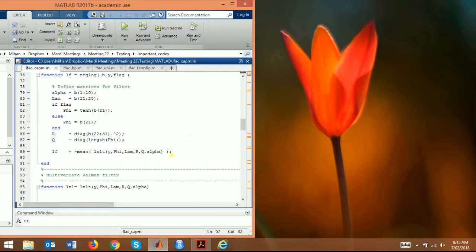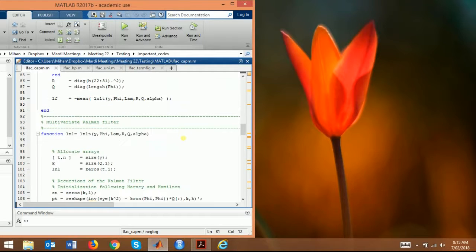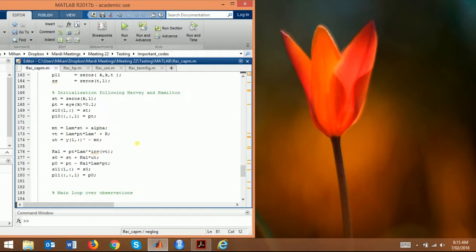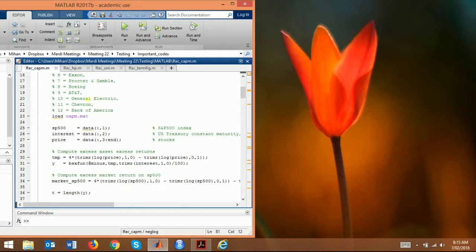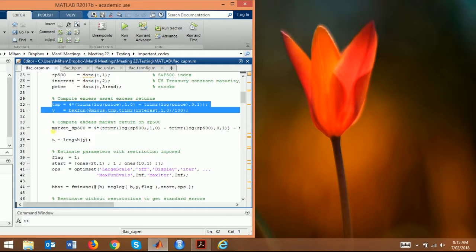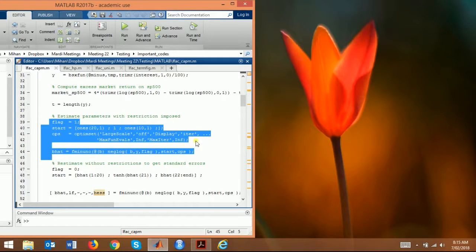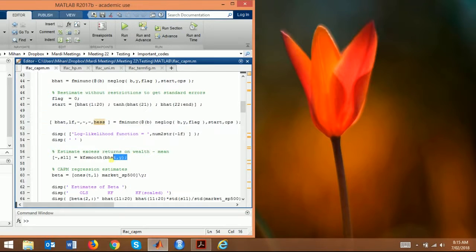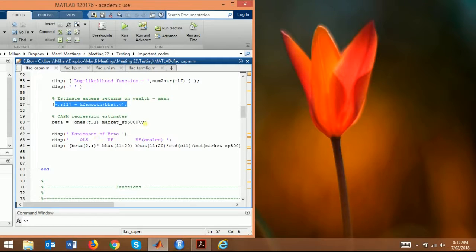CAPM on the other hand is based on nothing. You see log likelihood, again just like that. Multivariate Kalman section, just like that. Extract smooth factor, just like that, and call them up. You load your data, compute the return, compute excess market return on SP500, fine. Estimate parameter with restrictions, re-estimate without restrictions. We've done that many times. Estimate excess return on wealth mean. So excess return is basically the smoothened one.